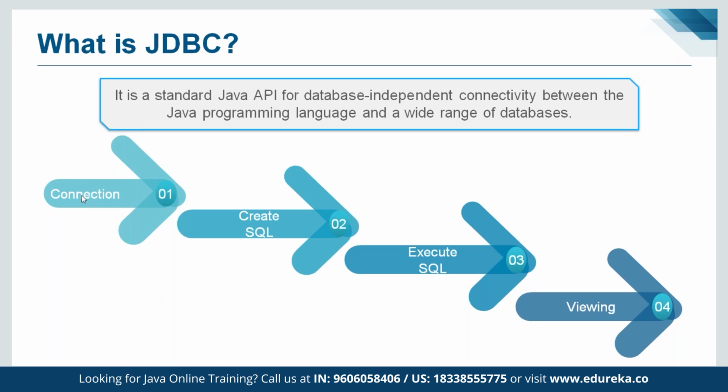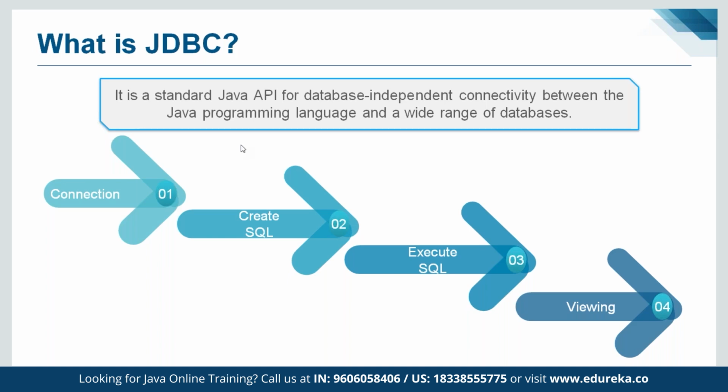One is our Java program should connect to a database. Once the connection is established, we can pass what you want to do with the database. So different operations we can perform. We can create a record. We can create a database table. We can insert the record, retrieve the record, update the record, delete the record.